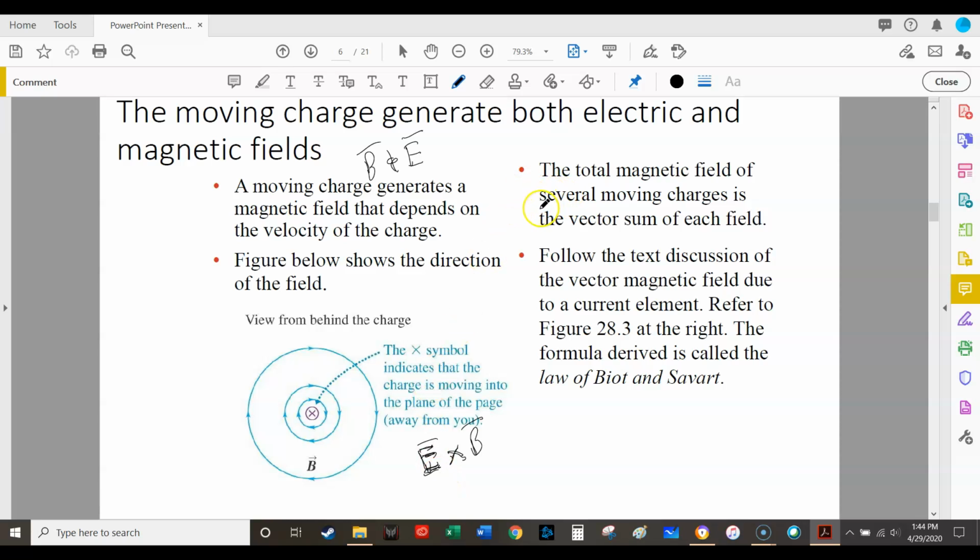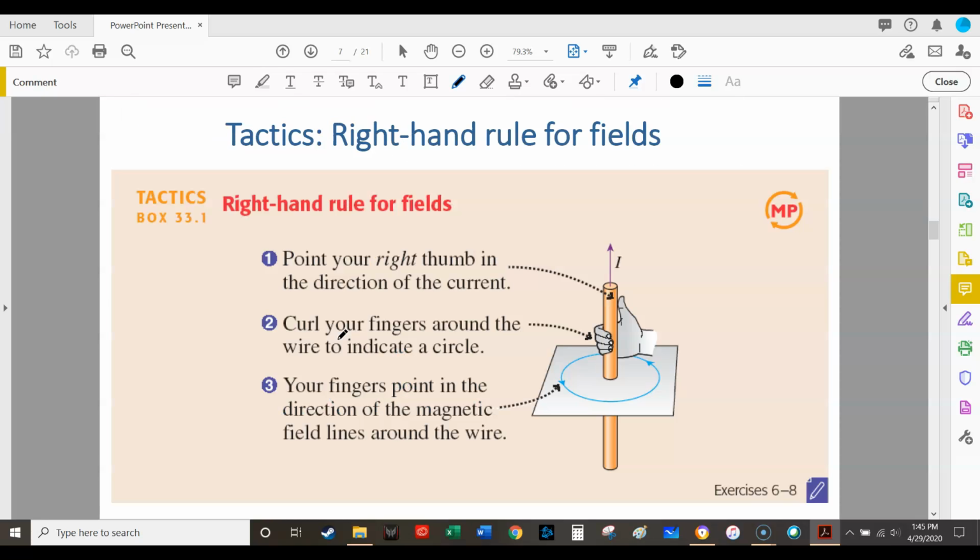So now we could actually make a relationship between a moving charge and a magnetic field. But before we do that, let's make sure that we understand how to look at the relationship between the direction of motion of that charge and the direction of the magnetic field. This is called the right-hand rule, right?